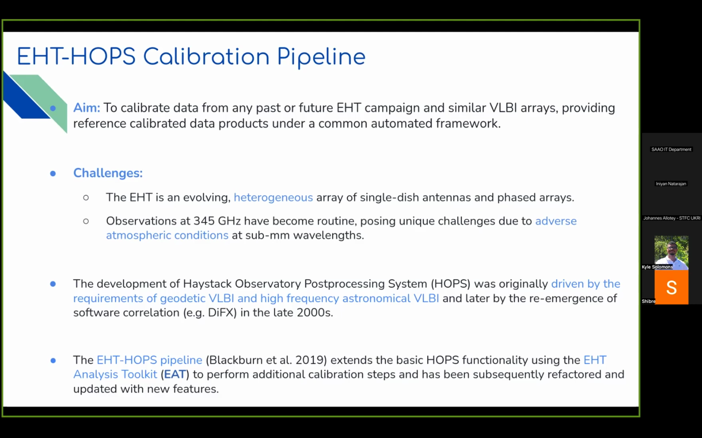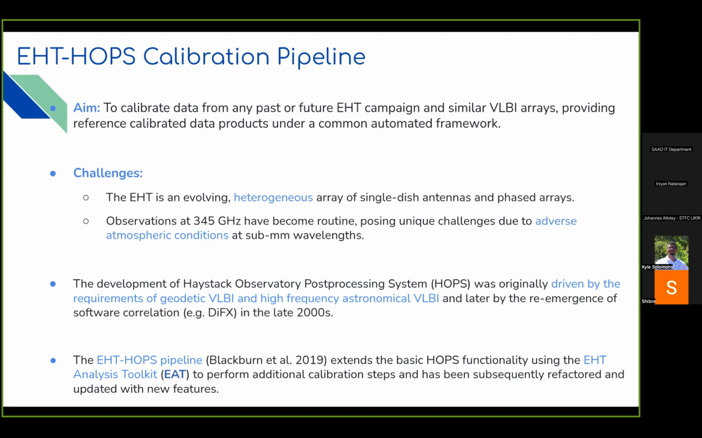So there are a couple of challenges here. The EHT is an evolving array. It's a heterogeneous array of single dish antennas and phased arrays. Earlier, ALMA used to be the main phased array that was participating in the EHT. Now we also have NOEMA, and we also have SMA.